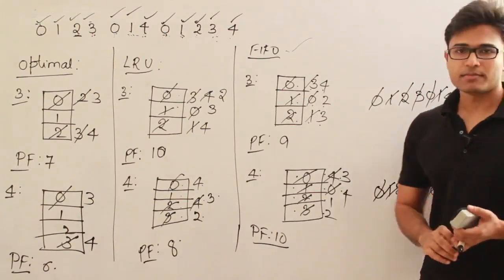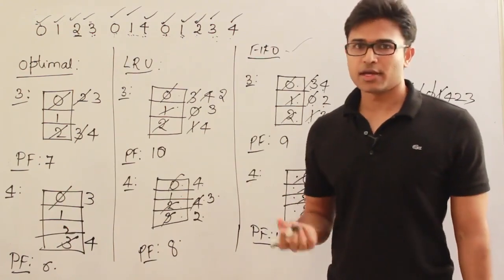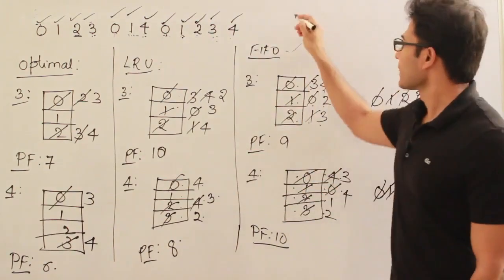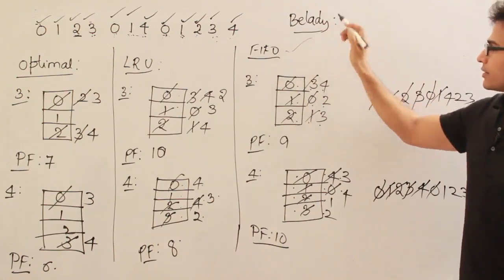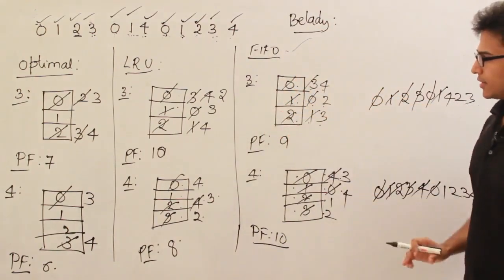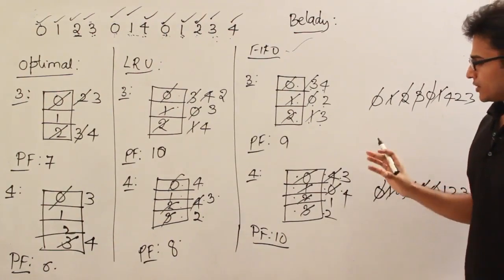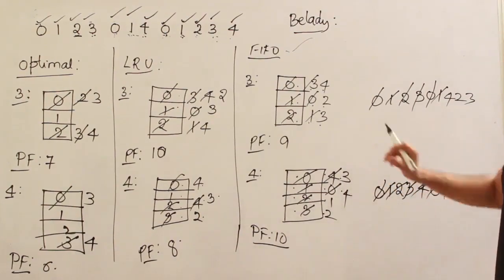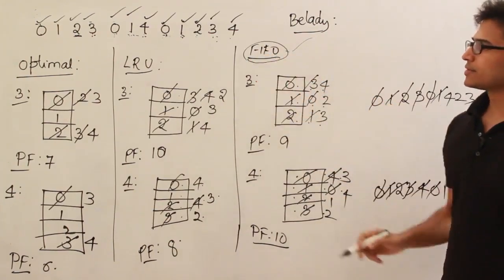And this is called Belady's anomaly. Belady's anomaly means the scientist Belady has found out this trend, and that is why it is named after him. So Belady's anomaly means if we increase the number of frames, FIFO is behaving strangely for some examples, right?